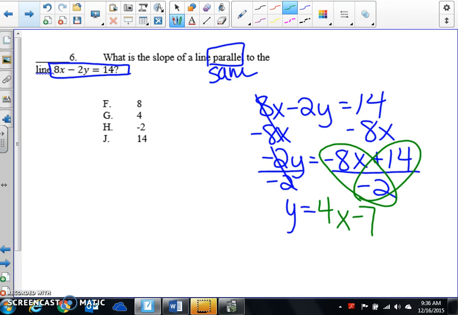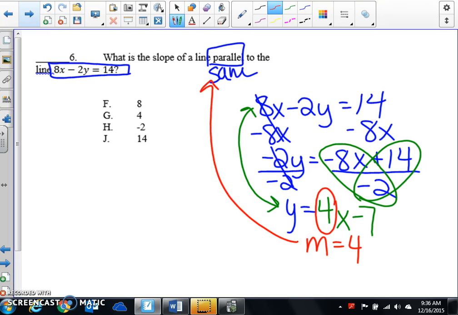So this is just this equation. These are the same equation. But why I did that is because now I know that the slope of this line is 4. And since they're parallel, they have the same slope, which means any line parallel to that line has a slope of 4.